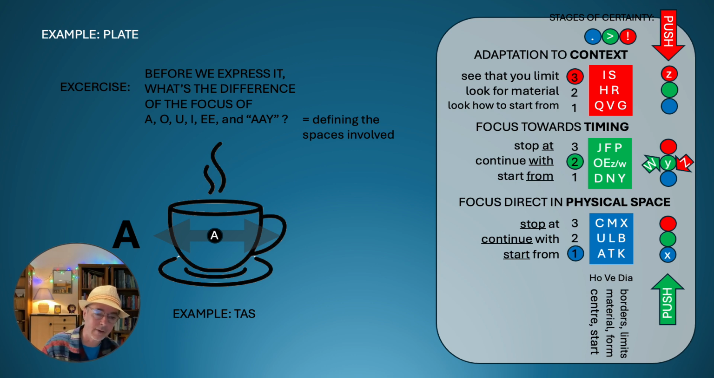The cup in Dutch is also called tas. And with just this one word I will say how the focus of tas works. We already know that it is that object, a focus upon the object. It starts with T. So what is the T doing? When we want to see what kind of object this is, the first thing we notice is it's not a perfect circle around the middle.